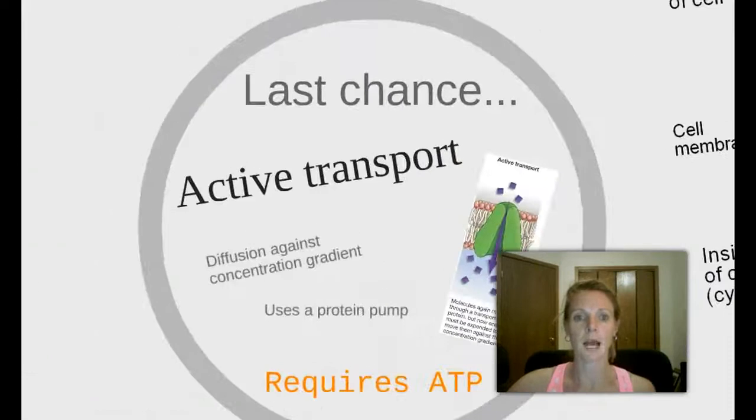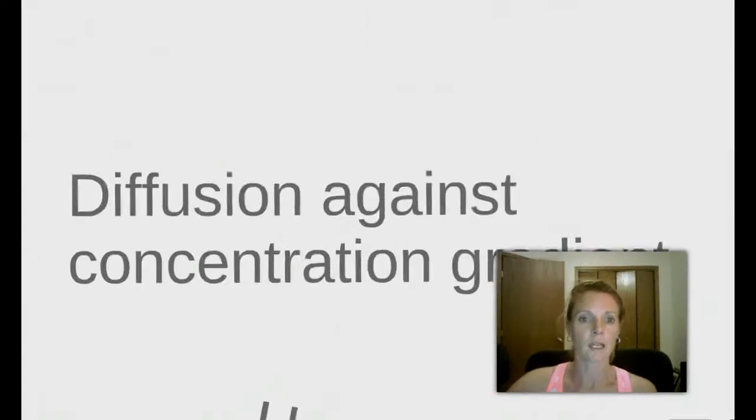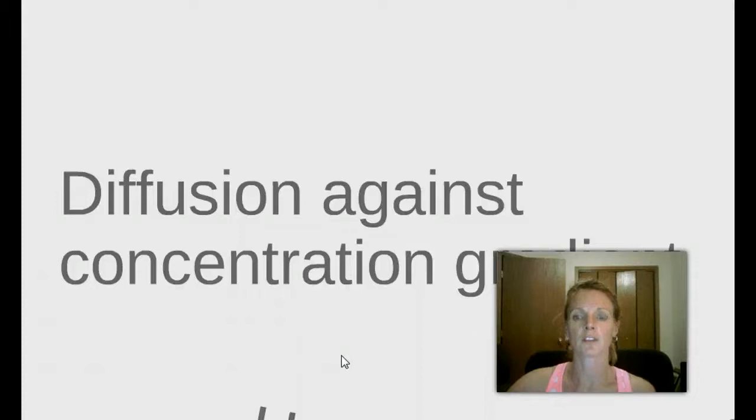All right, now last chance to get through the cell membrane. Here is one of the last ways that things can move in and out of the cell. It's called active transport: diffusion against the concentration gradient. Remember, I was telling you about the concerts and how I was the rebel. Well, guess what? That's what active transport is.